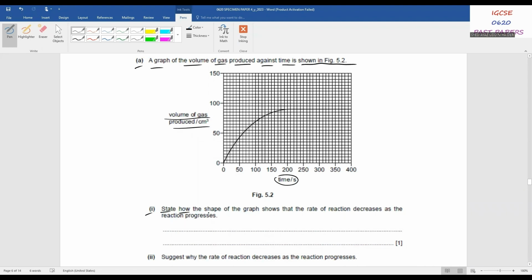Number 1, state how the shape of the graph shows the rate of reaction decreases as the reaction progresses. You see the gradient decreases. This is a gradient. This decreases. So you write gradient decreases.